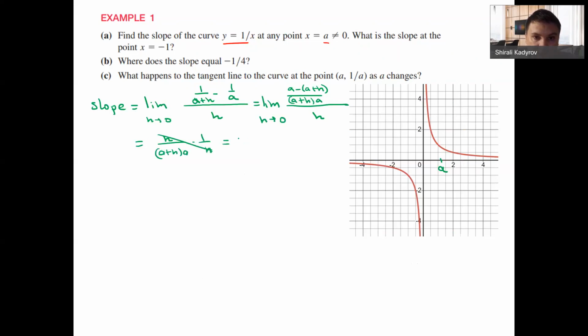So this is a limit. The limit as h goes to 0 of 1 over (a plus h) times a. But if h goes to 0, a plus h goes to a. So the numerator is fixed, but the denominator goes to a squared, unless we made some mistake.